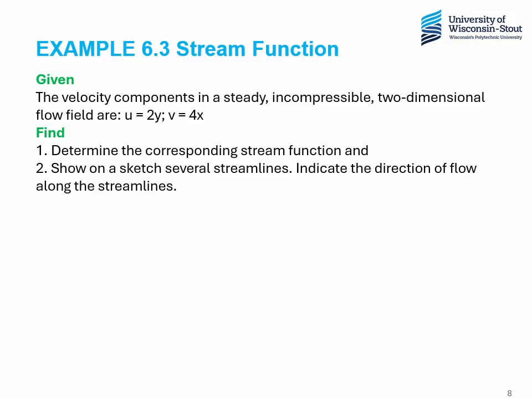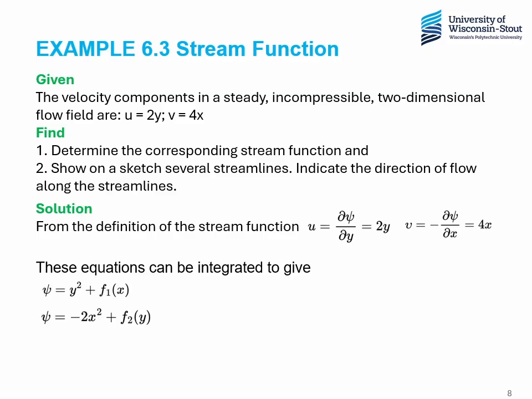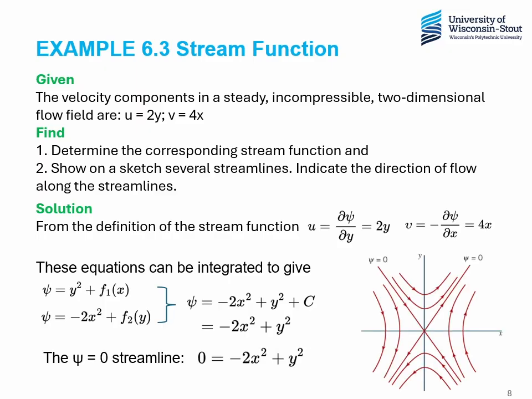This example shows how to determine the stream function from a known velocity field. We are given the two velocity components in a steady, incompressible, two-dimensional flow. From the definitions relating u and v to the stream function, we integrate to find psi. Once psi is known, we can sketch streamlines by setting psi equal to a constant value. These streamlines help us to see the flow pattern and direction visually.